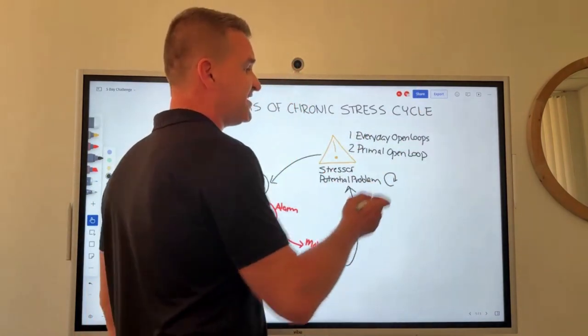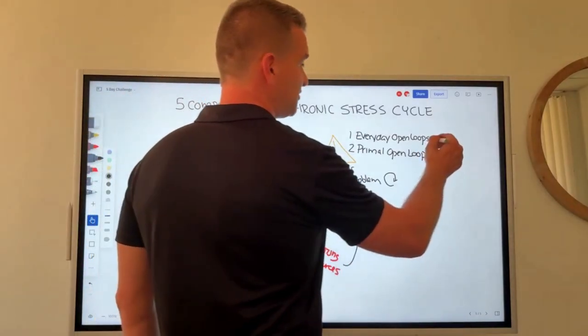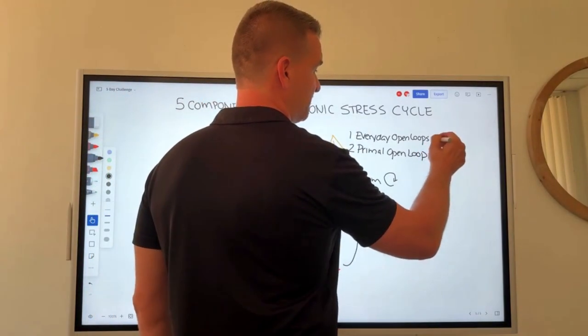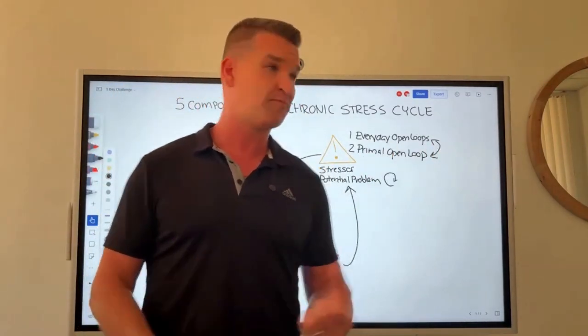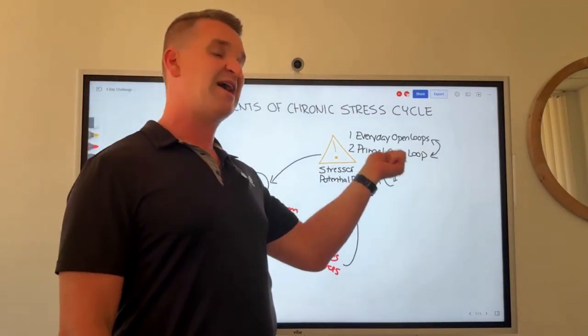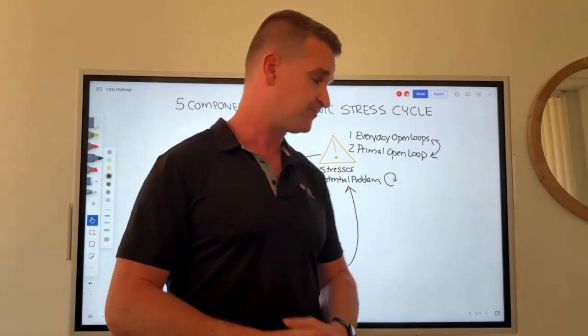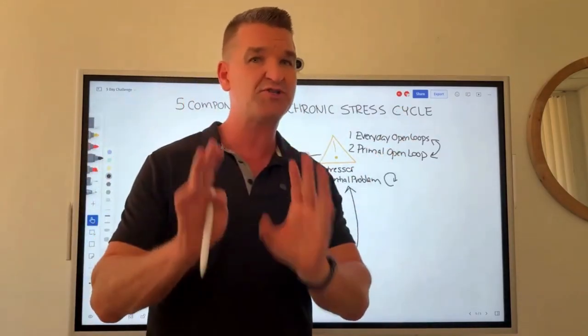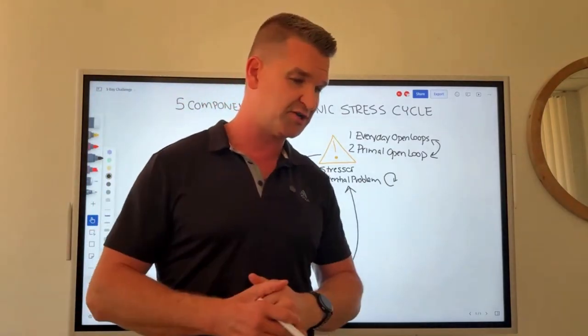And you will start to see, especially when you start to brainstorm your everyday open loops, how these two things feed off of each other. The everyday open loops that are going to be the most potentially threatening to your system are going to be the ones that directly correlate to these primal open loops. All right? Those are the first two components of the chronic stress cycle that will keep you in chronic stress forever.